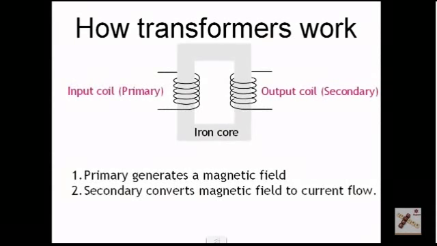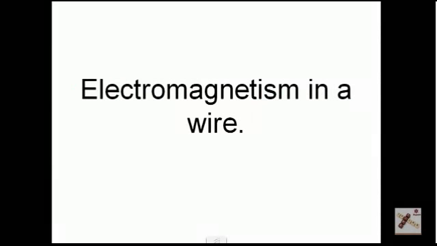The basic transformer construction consists of a primary coil magnetically linked via an iron core to a secondary coil. The primary coil generates a magnetic field, and the secondary coil converts that magnetic field back into a flow of current or a voltage. So let's look at what goes on in a wire when we pass a current through it.